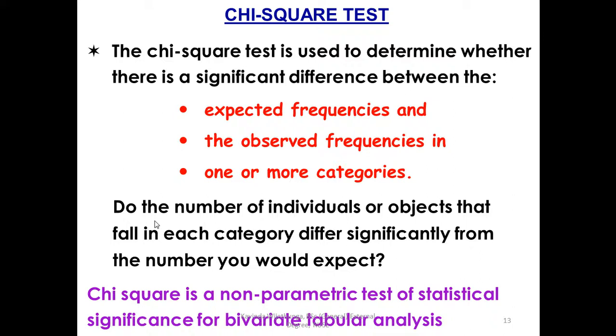The chi-square test is a non-parametric test of statistical significance for bivariate tabular analysis. All the other tests we considered earlier are parametric tests, but the chi-square test is a non-parametric test. You can learn more non-parametric tests next semester, where you have a separate course called non-parametric methods. But remember that the chi-square test is also a non-parametric test.